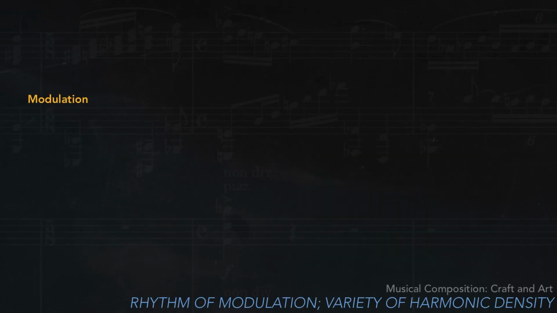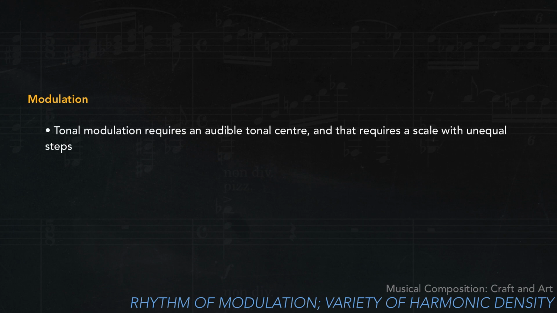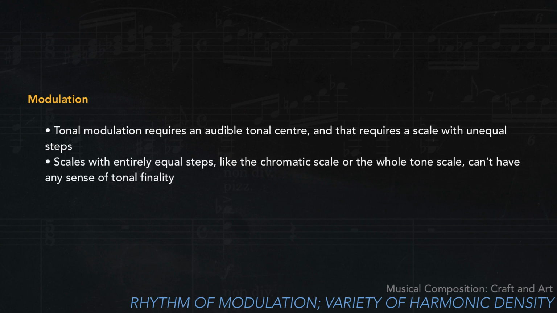Tonal harmony courses normally talk about modulation, but there's no mention of it in other musical styles. Tonal modulation requires an audible tonal center, and that requires a scale with unequal steps. This is because scales with entirely equal steps, like the chromatic scale or the whole tone scale, can't have any sense of tonal finality. Of course, one can create punctuation and direction with rhythm and other musical dimensions, but in this lesson I want to focus on pitch relationships.